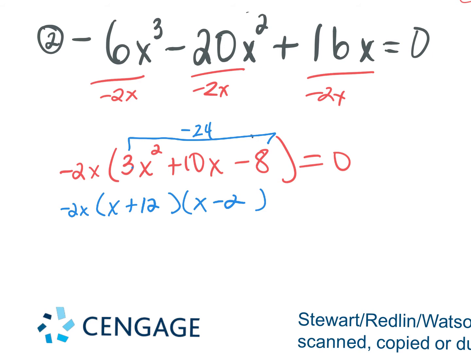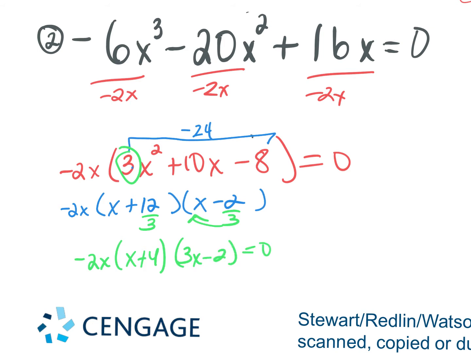Now, do I leave my parentheses like that? Why not? You have to divide by the a term. Perfect. So divide here by 3 and here. So I have negative 2x, this becomes x plus 4, and then this becomes what? 3x minus 2. And all this is set equal to 0.